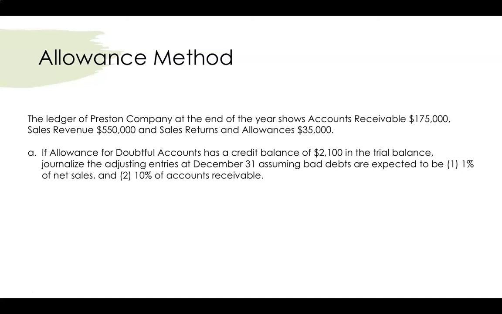So those are our two different ways that we can estimate our uncollectibles. We can estimate either based off of a percentage of sales or a percentage of our accounts receivable.